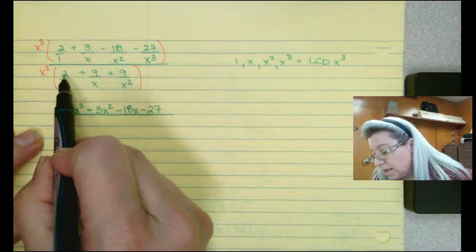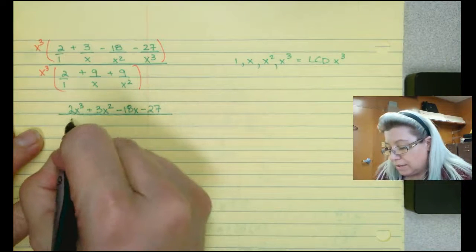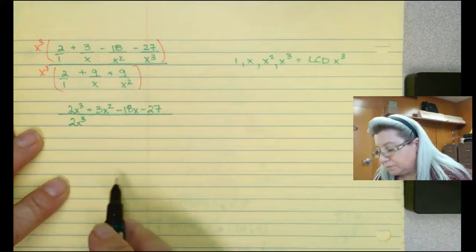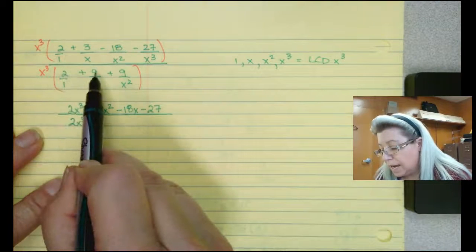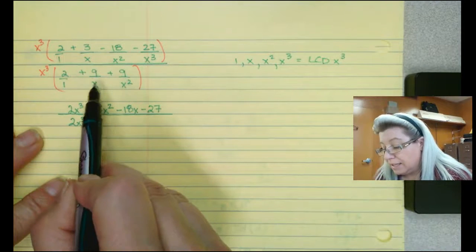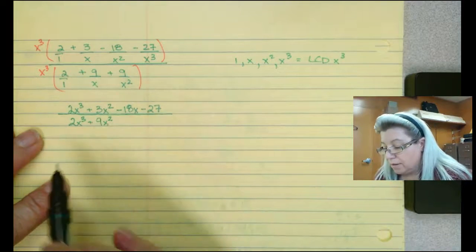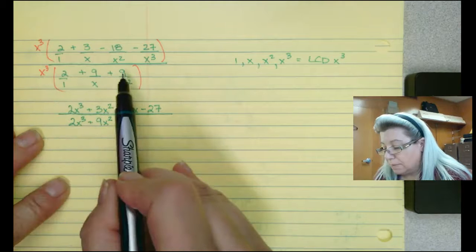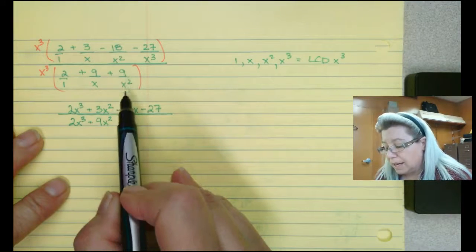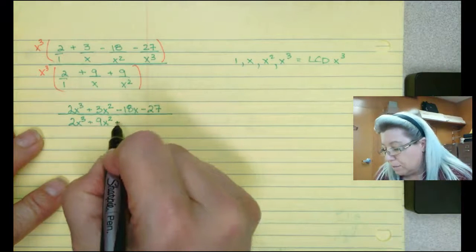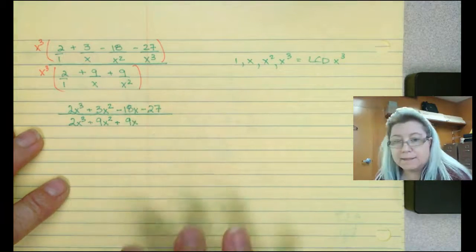X cubed times 2 is 2x cubed. X cubed times 9 is 9x cubed, divided by x is 9x squared. X cubed times 9 is 9x cubed, but divided by x squared is plus 9x.